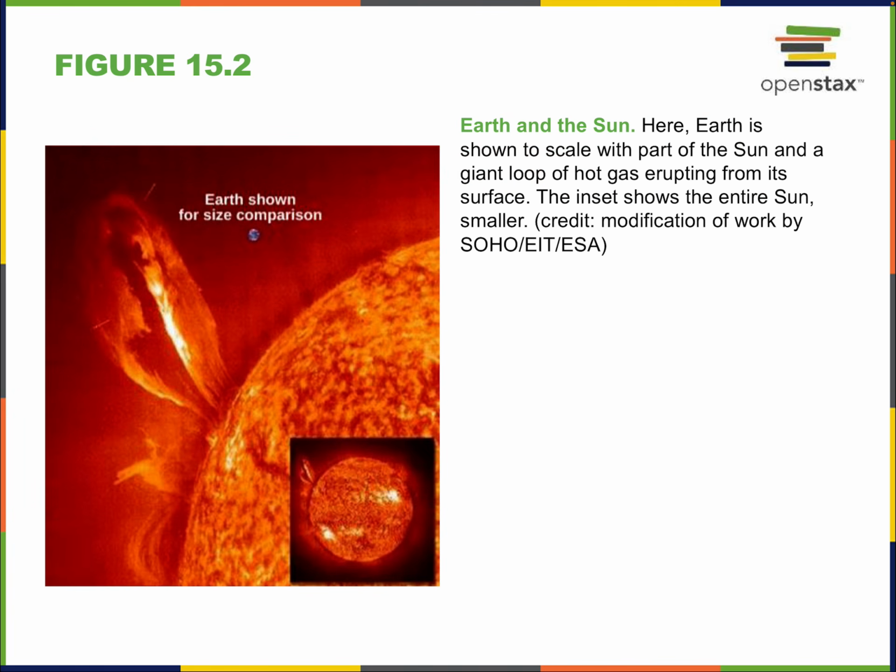Here it is in comparison, right? Here's the size of the sun, and look, there's Earth, okay? It's over 1 million times the volume of Earth, so 10 to the 6 times the mass of Earth, okay? So if you think of the mass of Earth being on the order of 10 to the 24 kilograms, the mass of the sun is on the order of 10 to the 30 kilograms, so over 1 million times the mass of Earth, okay?